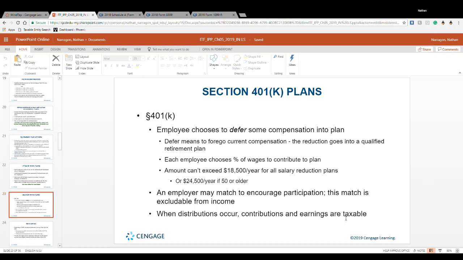An employer may match to encourage participation. This match is excluded from income. That's just a benefit. Some employers will do it just because it's an incentive for the employee to actually put money in retirement. Basically, if it's coming before taxes are done, this technically saves the employer some money because they don't have to pay the tax. So when you put money in the 401k, you're saving the employer some tax there. When distributions occur though, contributions and earnings are taxable. Remember, 401ks are playing the stock market, so they can earn more money, but it also comes with risk.